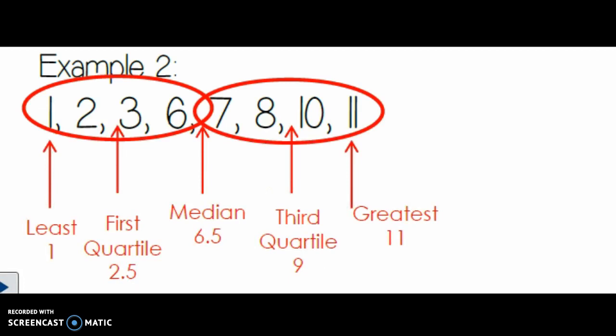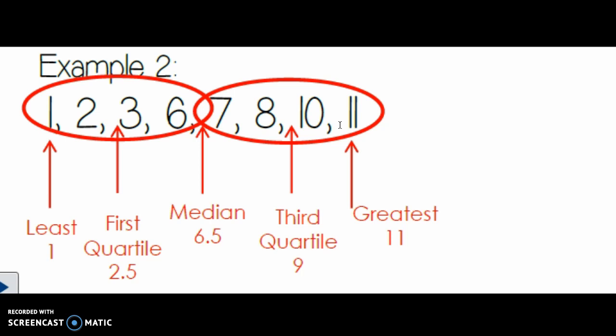The difference is that there are only 8 pieces of data, so there's not going to be a number right in the middle. First, let's identify the least. The smallest number, or the least, is 1. The greatest number is 11. So if you want to, go ahead and plot those points to the right on your number line.